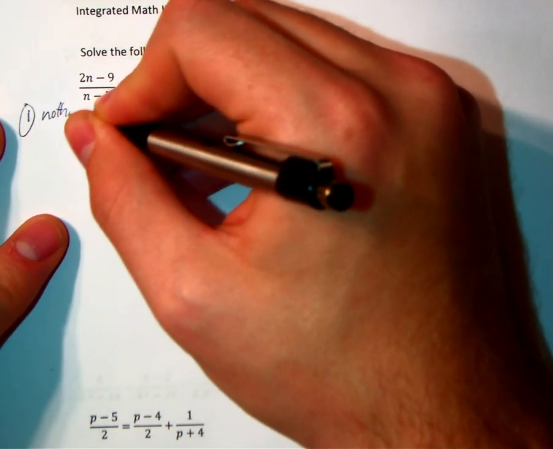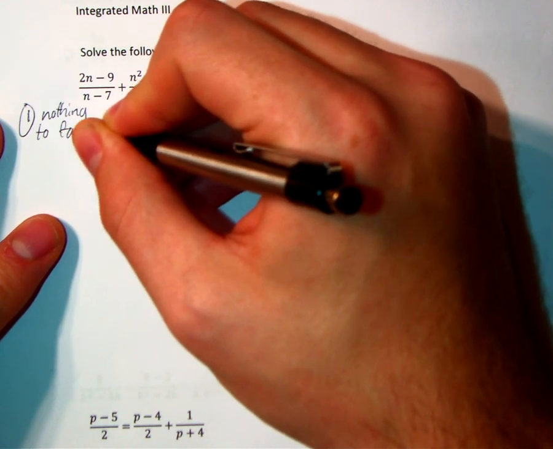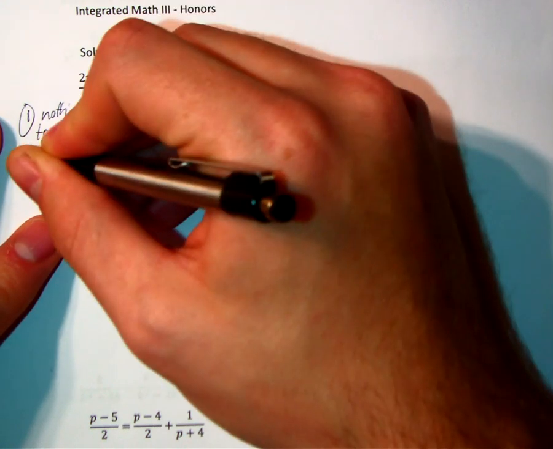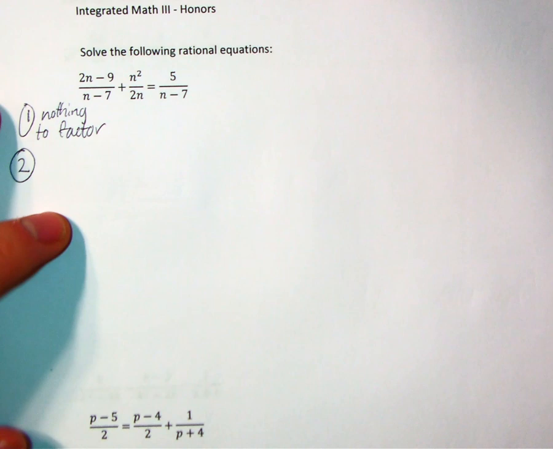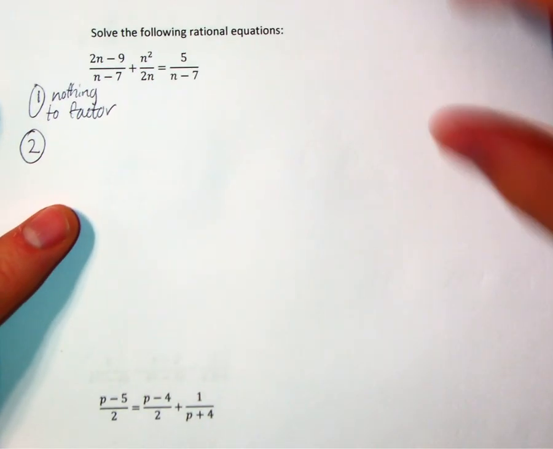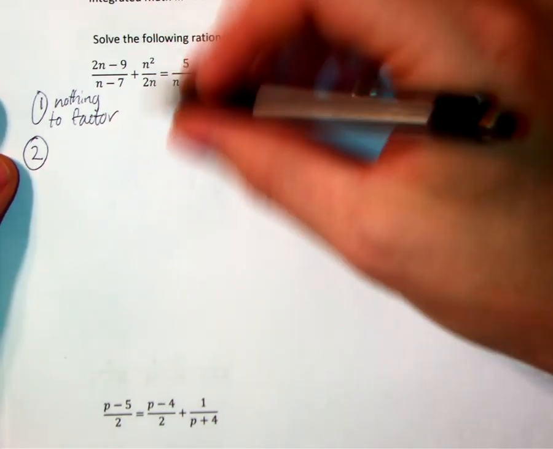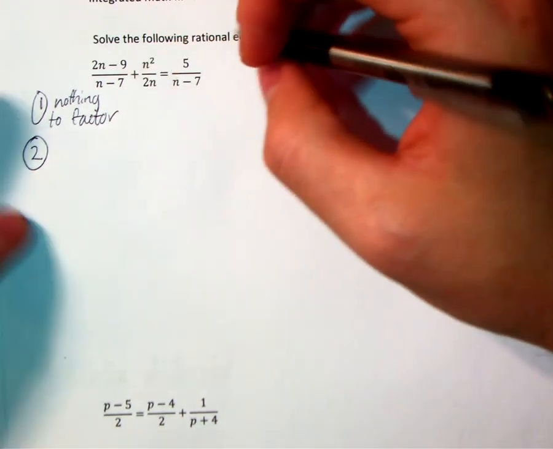Nothing to factor. This is like one of those problems on my first video where there's just nothing to factor, and we got to move on to the second step. What is the second step? Second step is to get rid of the denominators. Two ways to do that, right? We can cancel matching factors, okay? Can I cancel any matching factors here?